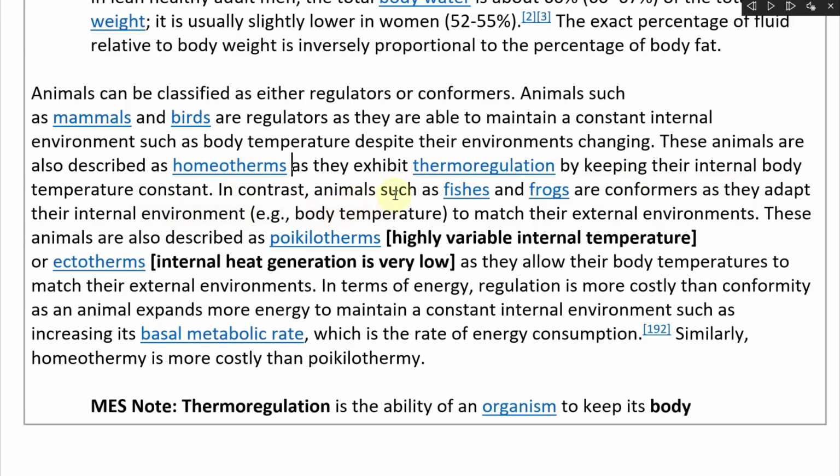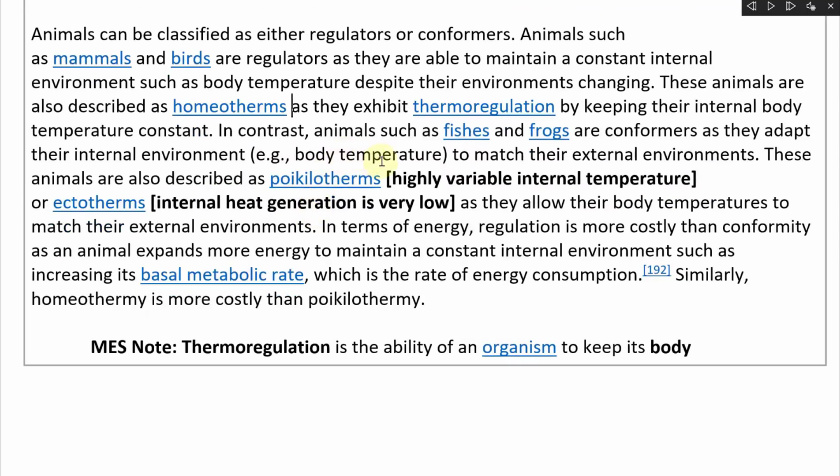In contrast, animals such as fishes and frogs are conformers as they adapt their internal environment, e.g. body temperature, to match their external environments. These animals are also described as poikilotherms. See this pronunciation? Poikilotherms, which is basically highly variable internal temperature, or ectotherms, in which internal heat generation is very low, as they allow their body temperatures to match their external environments.